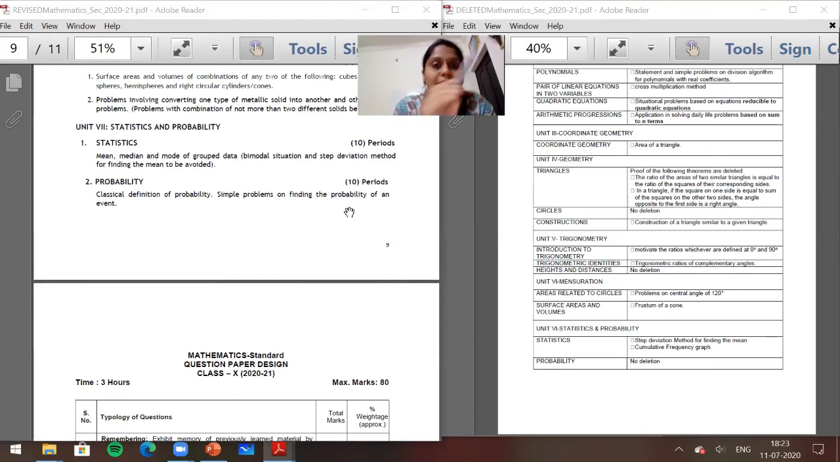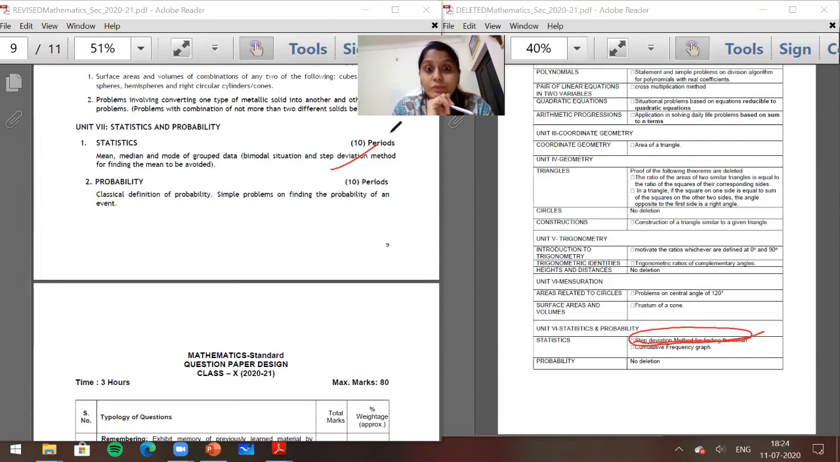Out of the three methods, the third one, the step deviation method, which was a little complicated, has been removed. You don't have the step deviation method. Be happy. So the step deviation method has to be avoided. Nothing is there.